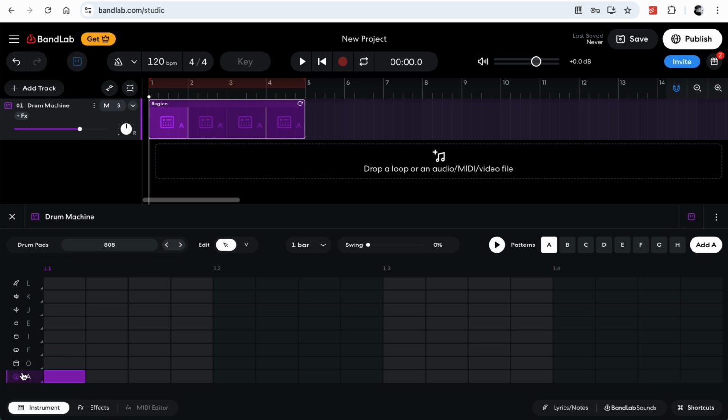I'm going to start with my kick on 1.1, the third block in 1.2, the first block in 1.3, the third block, and the third block here in the fourth. Right now I have the kick drum that sounds like this.